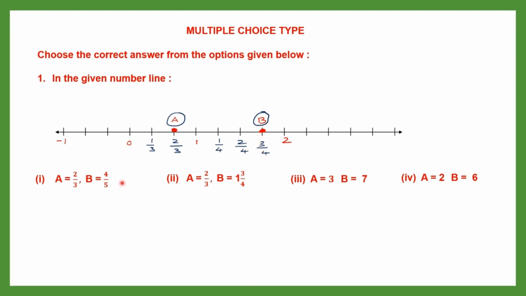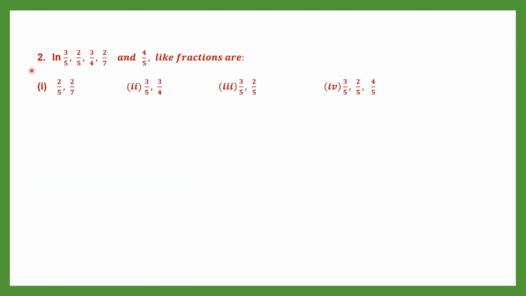And which option is that? Here it says B is 4/5, which is wrong. Here it is 1 3/4. So we have option 2. Option 2 is our correct answer, where we have A is equal to 2/3 and B is equal to 1 3/4.